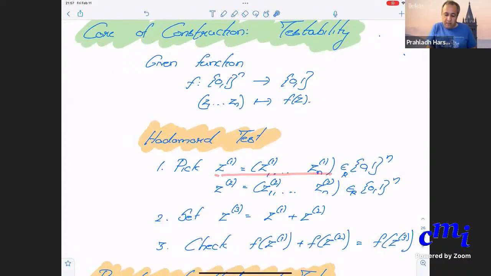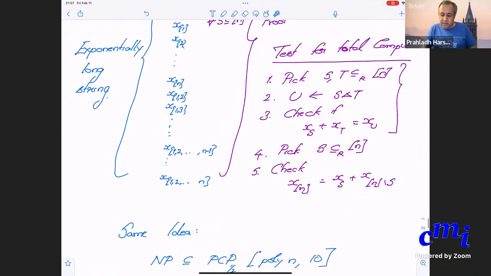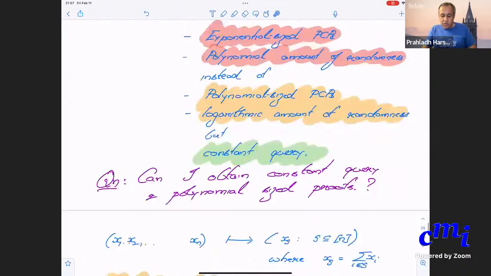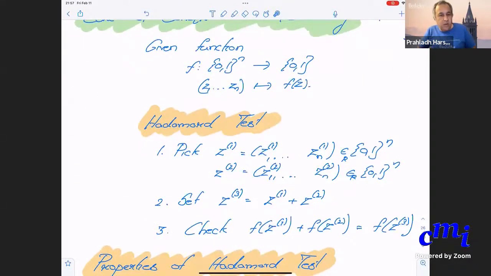So I've been given some function f. I want to check if this function is actually a Hadamard encoding. One way of checking it is to pick one n-bit string, pick another n-bit string, take the sum of those two, and check if this sum is satisfied. This is what is called the Hadamard test. Notice this test is exactly the test which we said here, the first 3 lines over here. This test and this test are the same. So you can check that something is a valid Hadamard encoding by just looking at 3 locations.